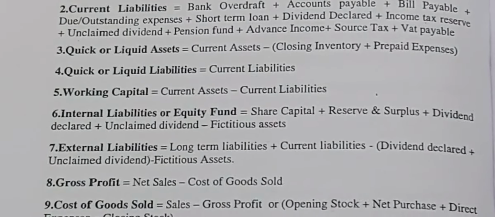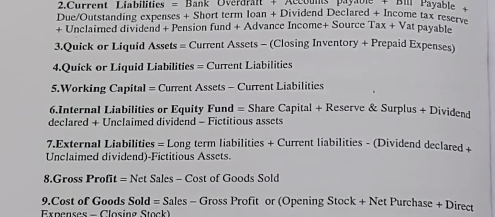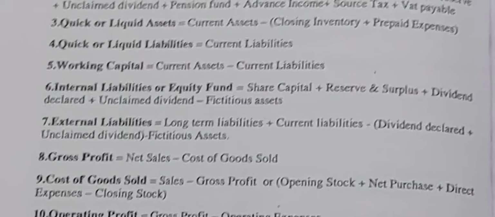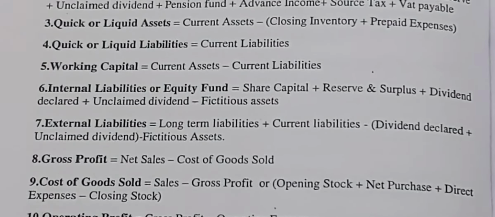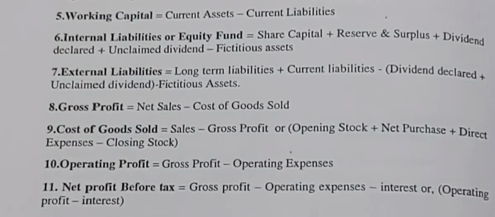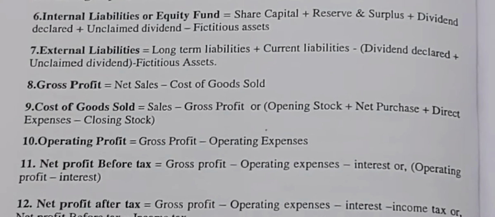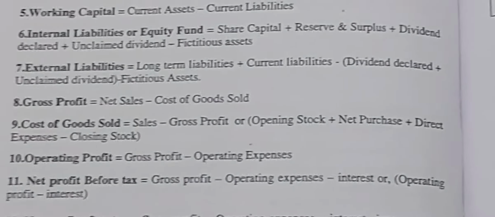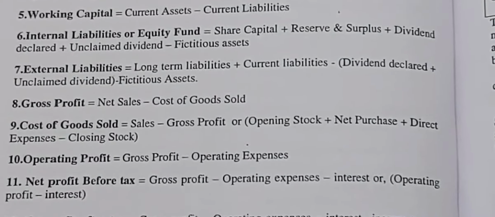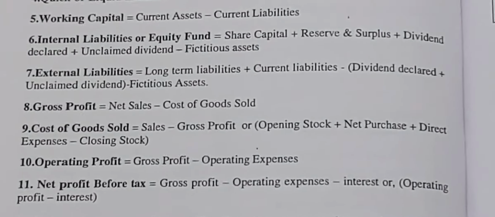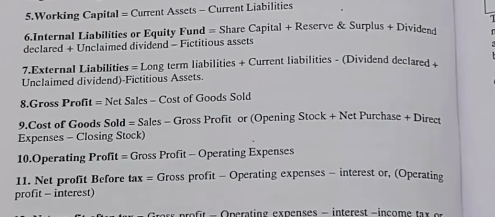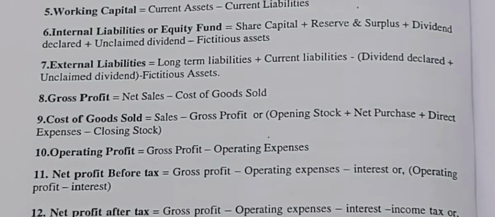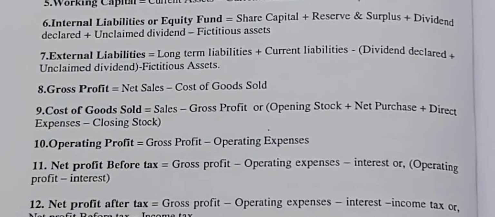Working capital is equal to current assets minus current liabilities. Working capital is another name of current capital. So current capital is equal to current assets minus current liabilities. Number 6, internal liabilities or equity fund is equal to share capital plus reserve and surplus plus dividend declared plus unclaimed dividend minus fictitious asset. External liabilities is equal to long-term liabilities plus current liabilities minus dividend declared plus unclaimed dividend minus fictitious asset.